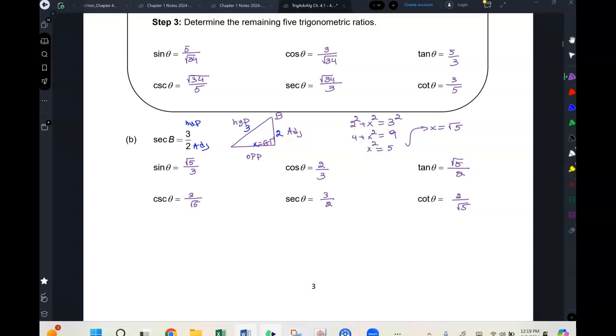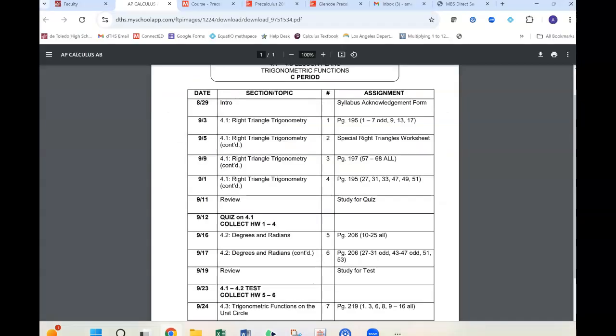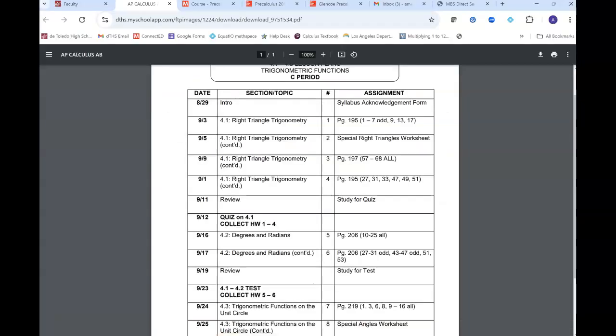Right? And this is where we're going to end today. And your homework is going to be on your lesson plan. Homework number 1, page 195. And this is going to be due the next time you're in class, which is 9/5.